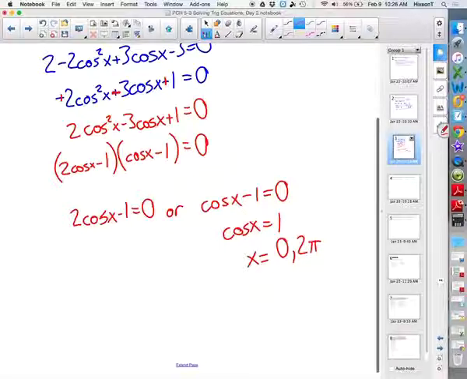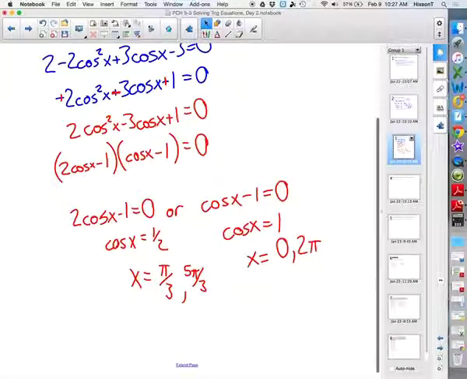And then over here, cosine would equal a half. So what would x be? Pi over 3 or 5 pi over 3. Okay, what quadrant is 5 pi over 3 in? It's the fourth quadrant, okay? So we have first and fourth quadrant, cosine is positive. Okay? So any questions about this one? No.